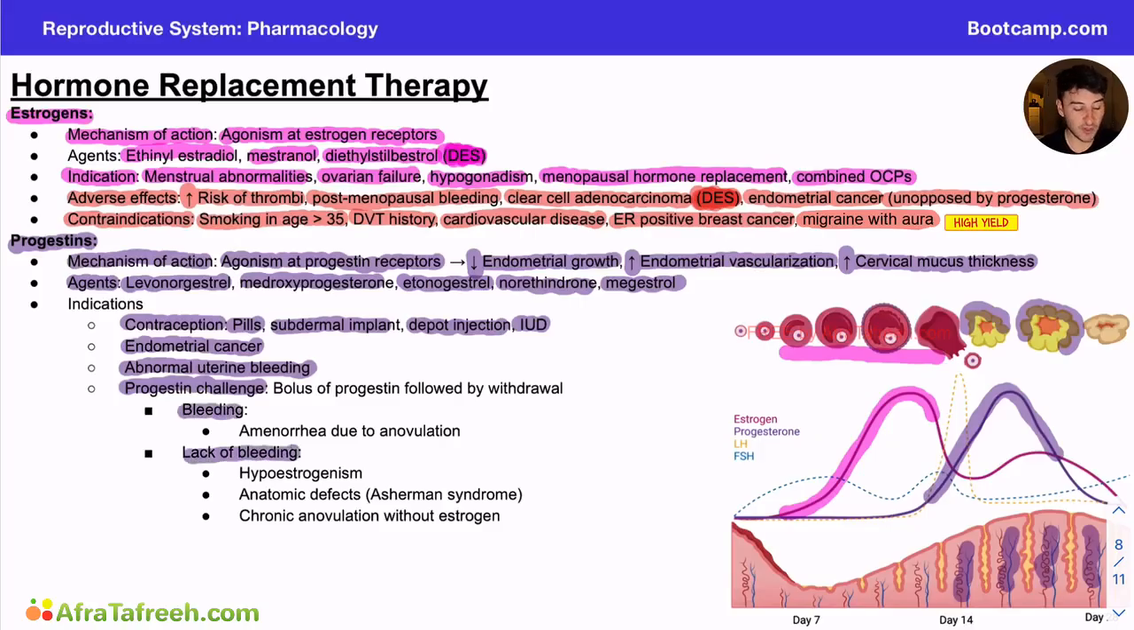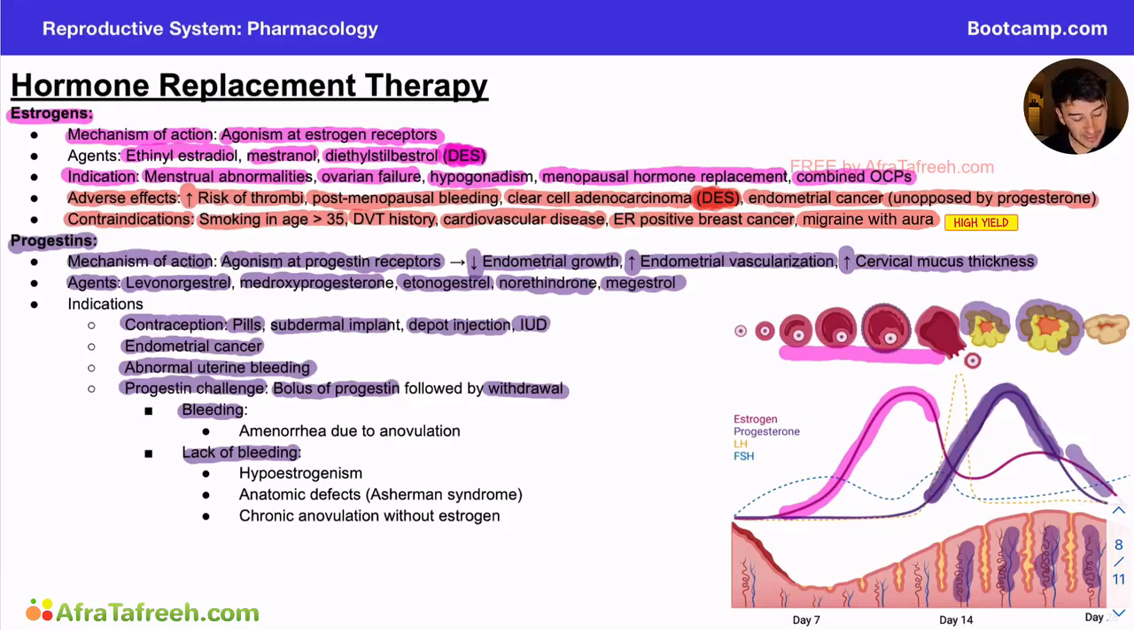And just to review, we're giving this bolus of progesterone to mimic this natural surge in progesterone that happens after ovulation. And then after we withdraw this progesterone, it mimics that natural decrease in progesterone that we see at the end of the menstrual cycle. And so two things are going to happen. We're going to see bleeding or non-bleeding.